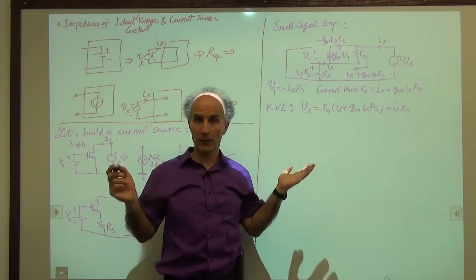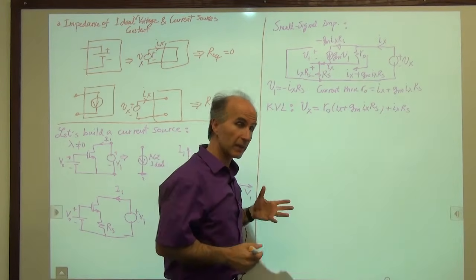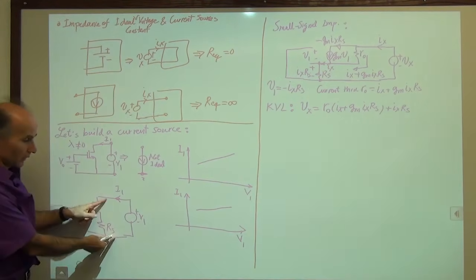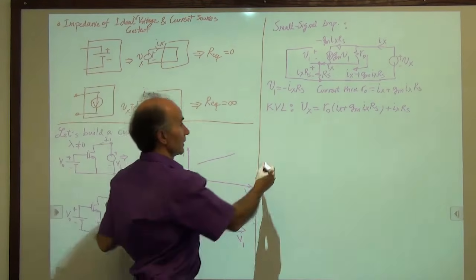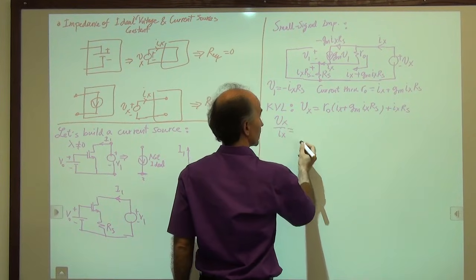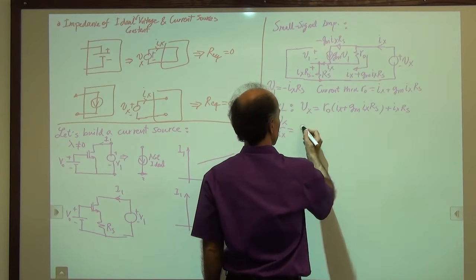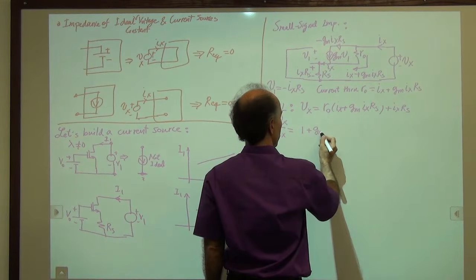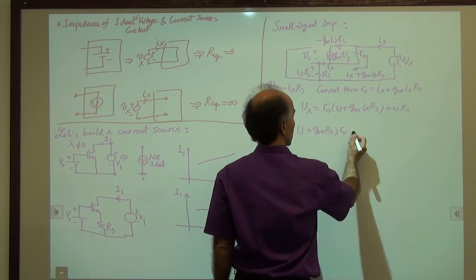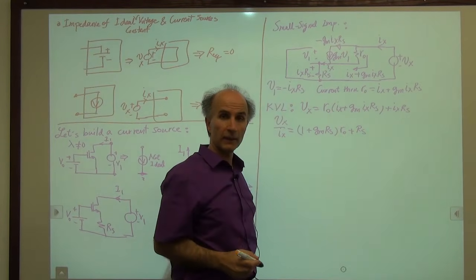All right, so just one equation. And now we can find Vx over Ix, which is the impedance of this entire current source, as seen between these two nodes. So we see that Vx over Ix is equal to 1 plus gmRS times RO, plus RS. That's one way of writing it.